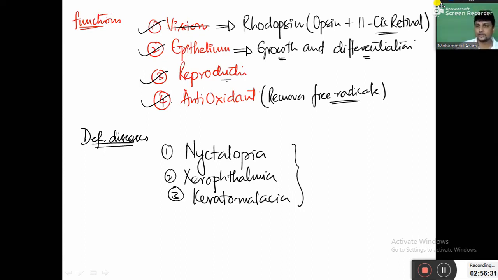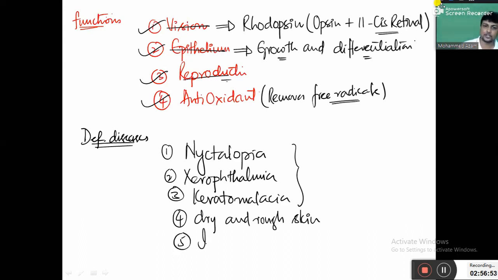Nyctalopia, night blindness. Later on, complete blindness, xerophthalmia. Later on, keratomalacia. Then yes, in vitamin A deficiency, epithelium will not grow properly. Therefore, it will lead to dry and rough skin. You know, our skin is covered by epithelial cells only. अगर ये properly grow नहीं होगा तो क्या होगा? Our skin will become dry and rough. And then number 5, yes, it is affecting reproduction. The fellow will become infertile with vitamin deficiency. And that completes vitamin A in biochemistry.